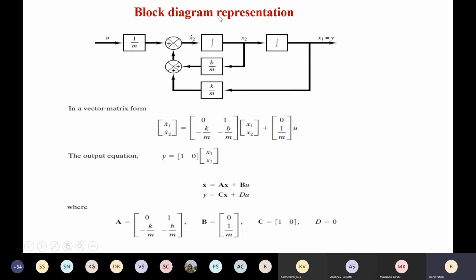And here, since this is a second order equation, we have two loops and two integration blocks. If I have a third order equation, then I will have three integration blocks and three loops. If I have an n order system, then n number of integration blocks and n number of loops. If you say this one is one loop, this one is another loop, then you will get n integration blocks and n loops, depending on the order of the system.